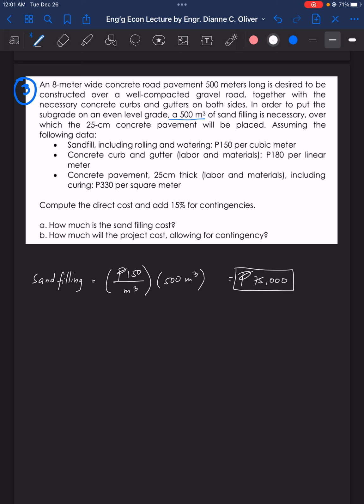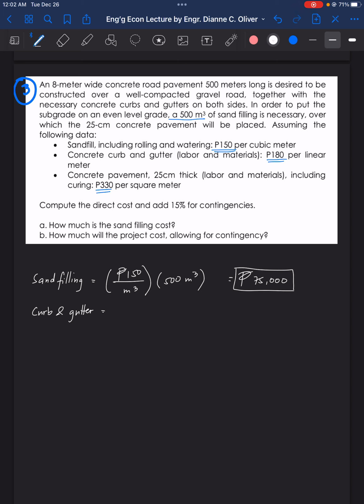Now for the second question, how much will the project cost allowing for contingency? So we will again solve for the direct cost. You will notice that you will follow the items that have costs. We have sand fill, concrete curb and gutter, and then the concrete pavement. So there are 3 items that we will put here. The first one, the sand filling. The second one is the curb and gutter.